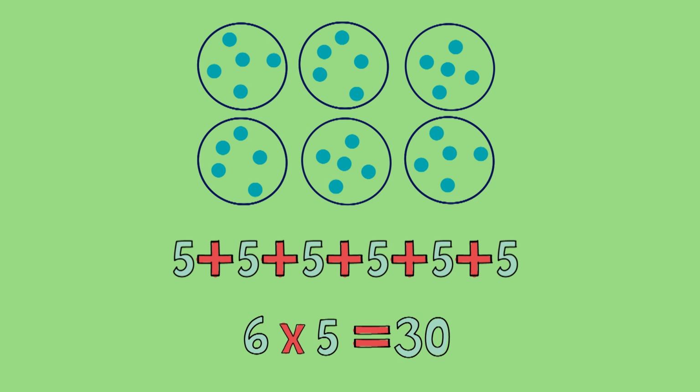Okay, so you counted by 5s. That's a very good strategy. Let's double check. Let's count together. 5, 10, 15, 20, 25, 30.